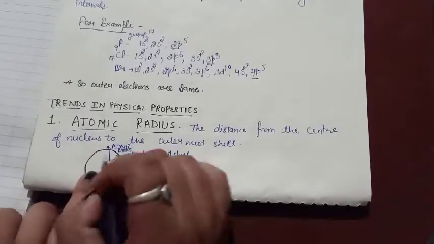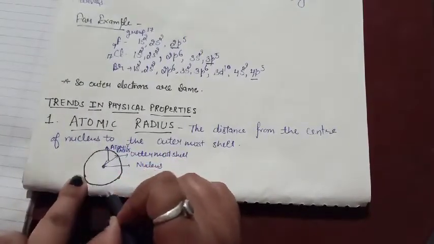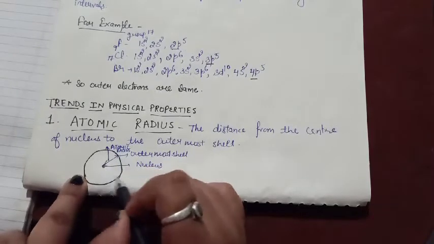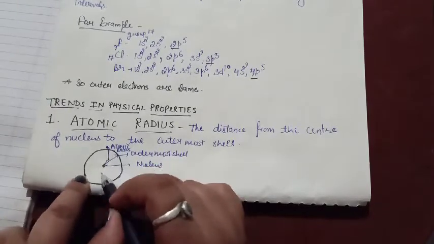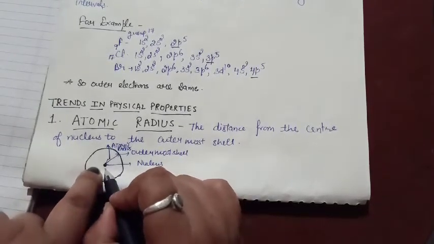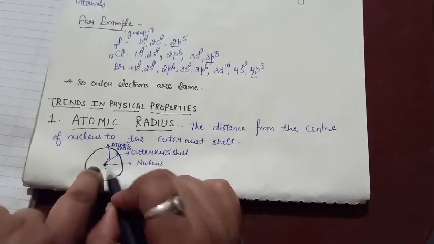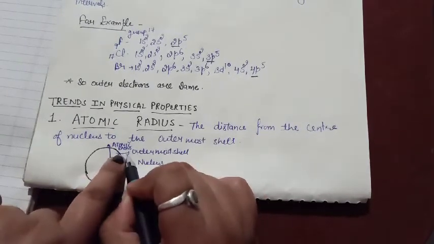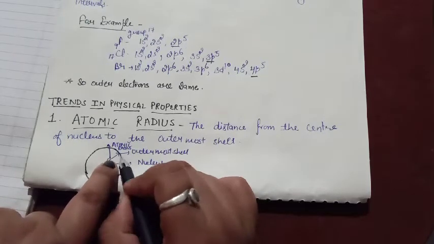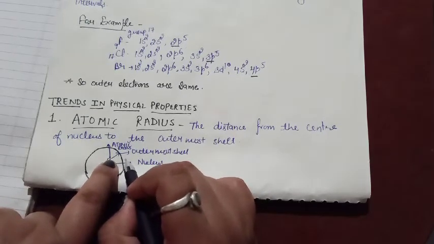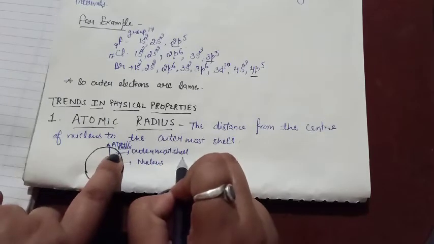What is atomic radius? See, a diagram is shown over there. Suppose this is a black sphere. This is an atom. The center point, this one, is the nucleus. I have mentioned it over here. This is the orbit, the definite path in which the electron is revolving. This is known as the outermost shell.